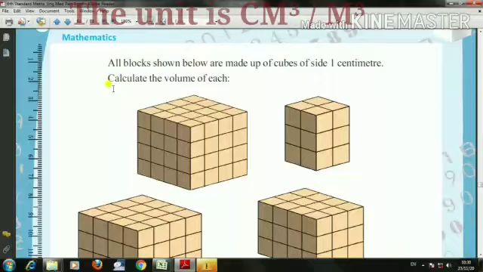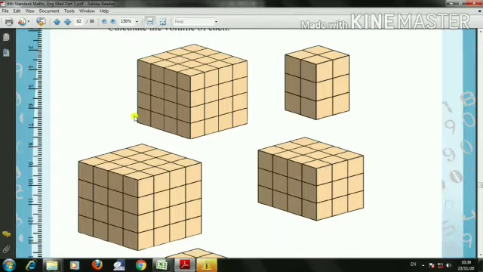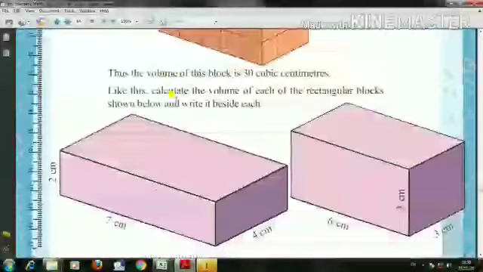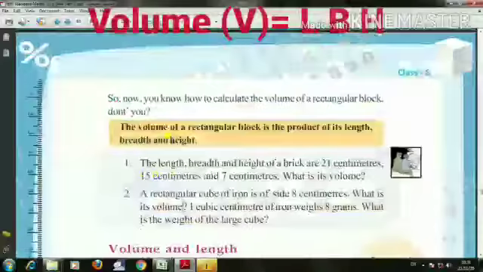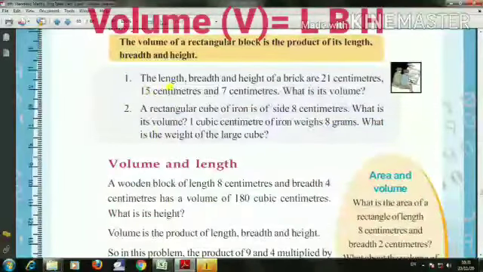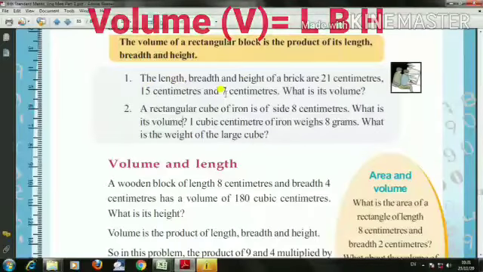Already we studied how to find out the volume. Now here are some more examples for you. Try to find out the answers by counting the length, width and height. So next one is here. You can see some more. Here length, breadth and height are given directly, so as to find out the volume of each. Now here the length, breadth and height of a box are 21, 15 and 7. Now what's the volume here?